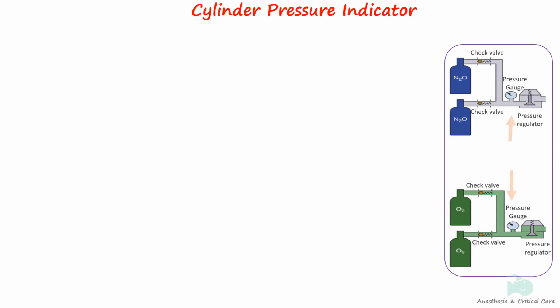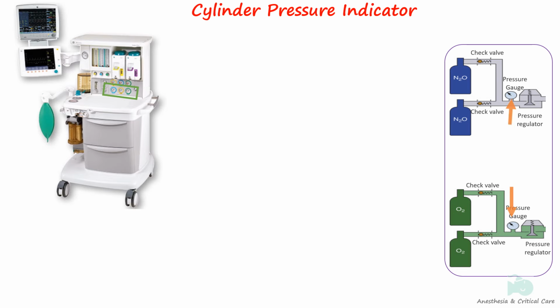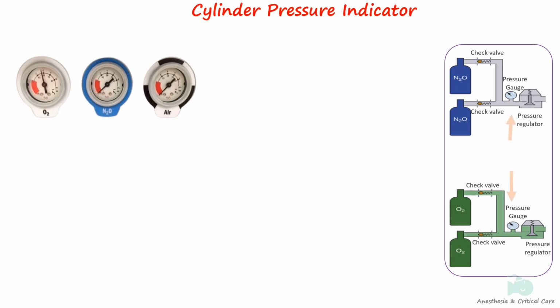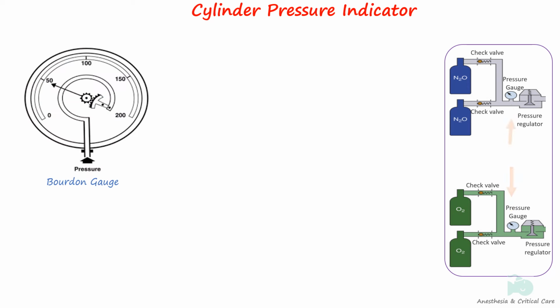The cylinder pressure indicator displays pressure for each gas. It is located on the panel in front of the machine or near the cylinder. These indicators are called Bourdon gauges and should read in psi or kilopascals. A Bourdon gauge is a hollow metal tube made of copper alloy, bent to a curve with a sealed end and linked to a clock-like mechanism.